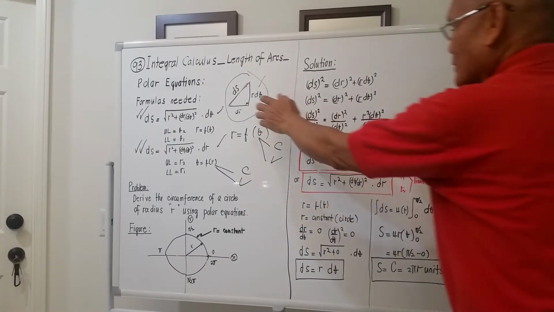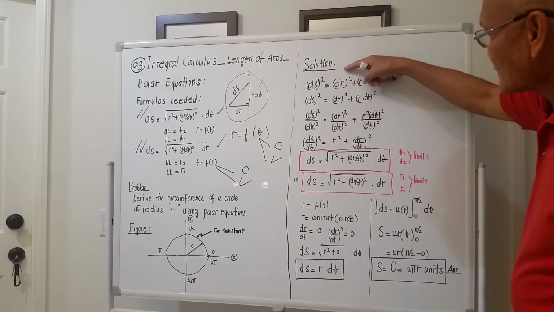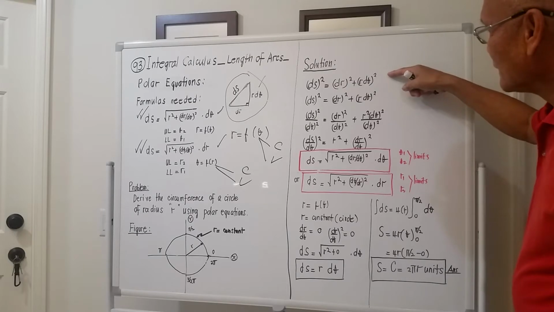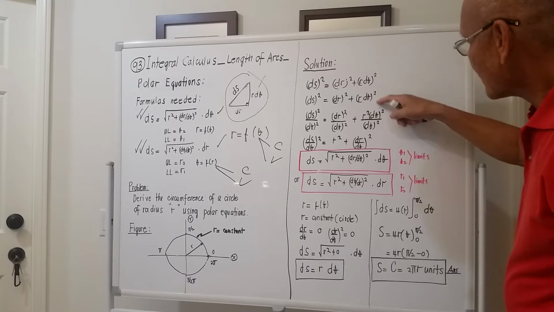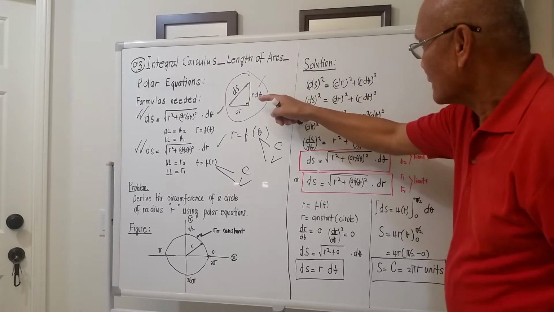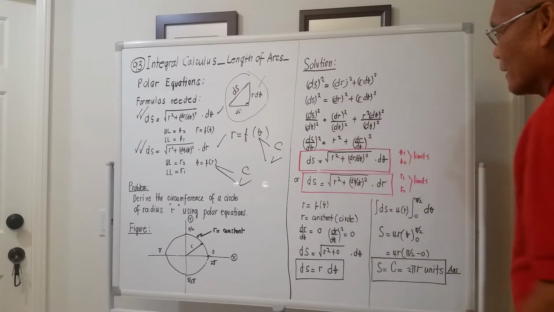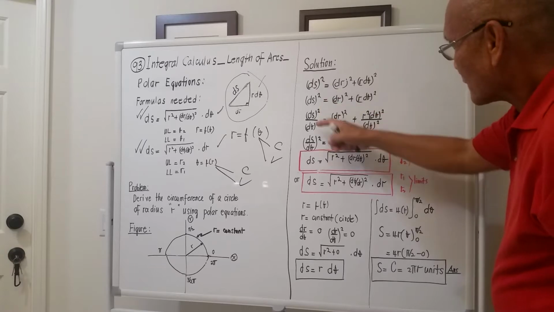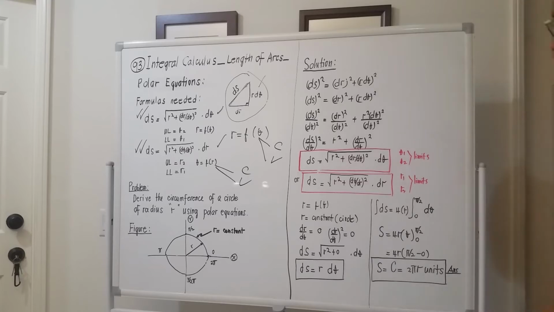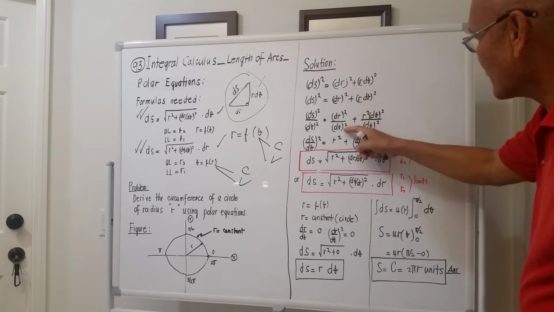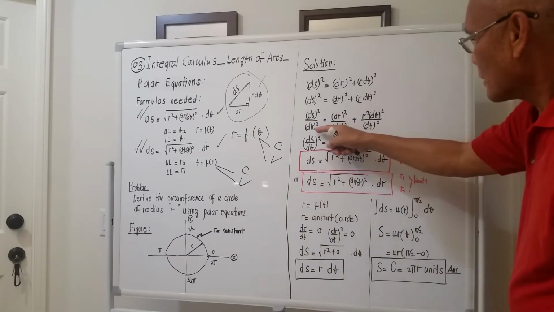So, using Pythagorean Theorem over here, the square of the hypotenuse equal to the square of the adjacent side plus the square of the opposite side. ds quantity square equal to dr quantity square plus r differential theta quantity square. I got it from here. Then dividing all terms by differential theta quantity square. Differential s quantity square over differential theta quantity square equal to differential r quantity square over differential theta quantity square. We divide all terms by the square of differential theta.